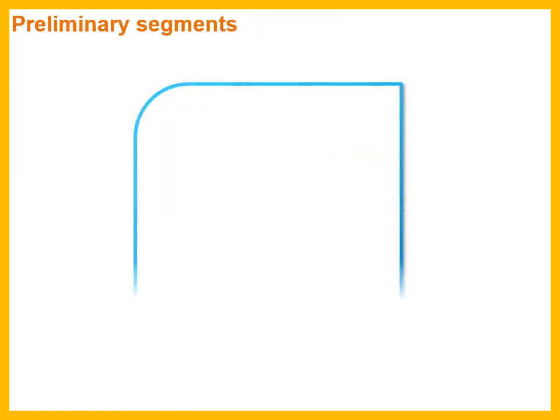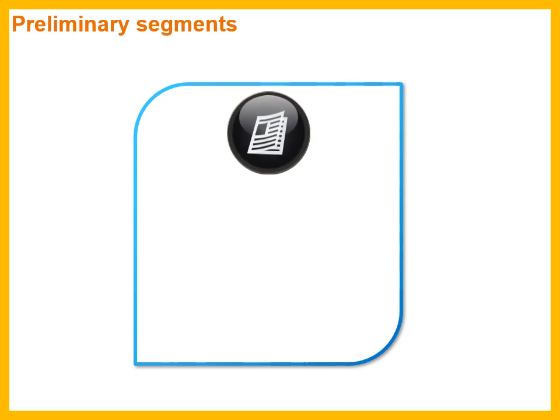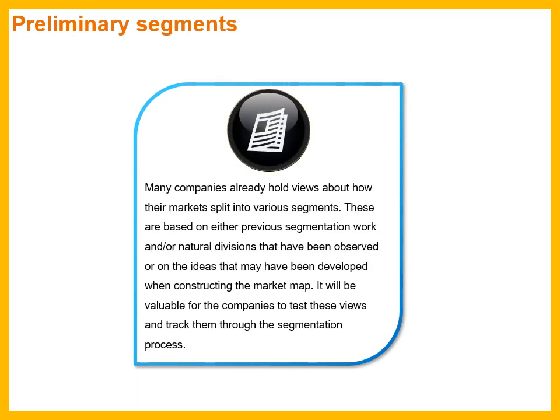Let us now look at preliminary segments. Many companies already hold views about how their markets split into various segments. These are based on either previous segmentation work and/or natural divisions that have been observed, or on ideas that may have been developed when constructing the market map. It will be valuable for the companies to test these views and track them through the segmentation process.